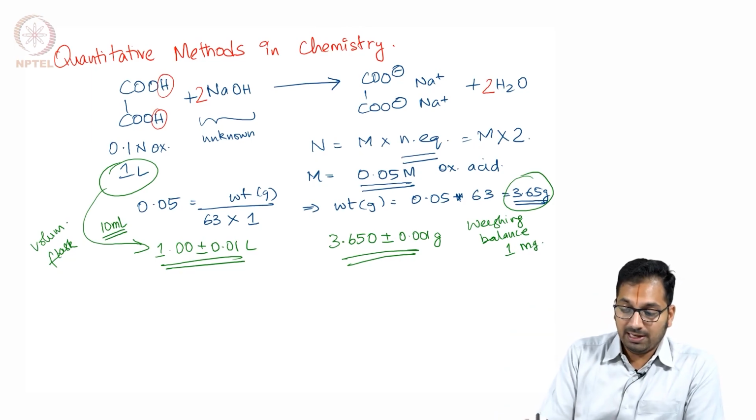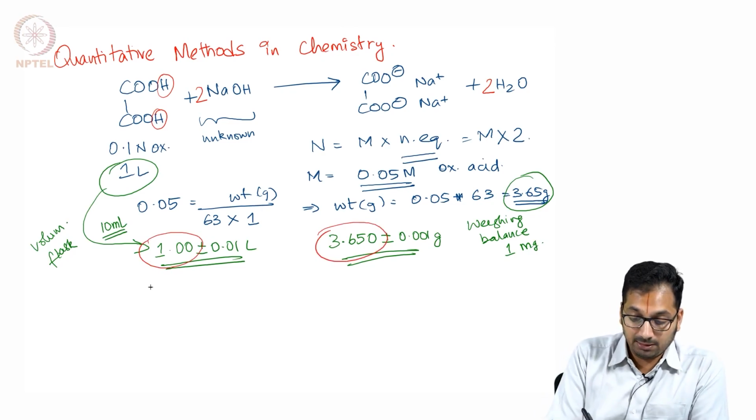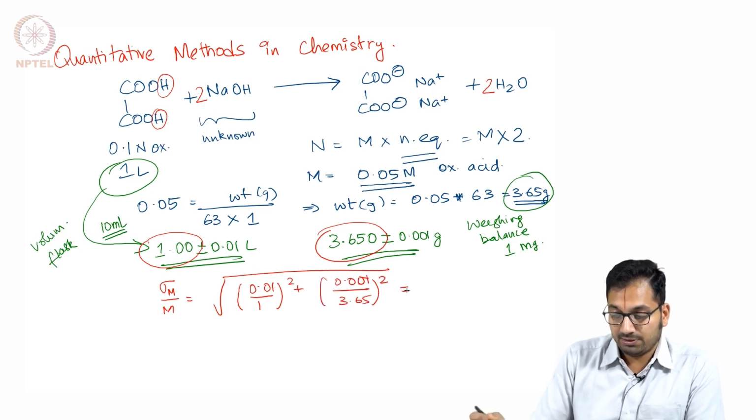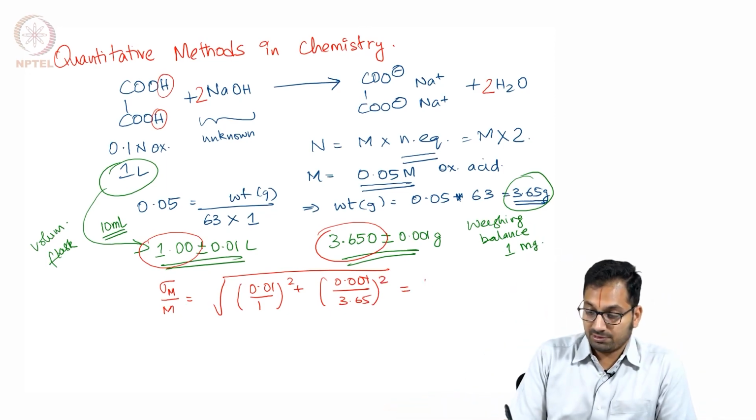So what you are able to realize, you are going to be dividing 3.65 divided by 1. And if you recollect the error propagation that we did last time, this is going to be given by the square root of (0.1 divided by 1) the whole square plus (0.001 divided by 3.65) the whole square. So let us quickly see what it amounts to.